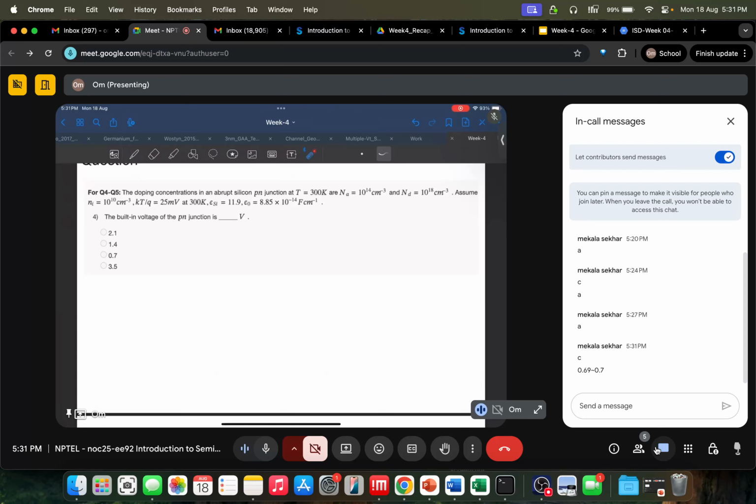All right. Yeah, the answer is option C, 0.7. So to find VBI, it is kT by q ln of Na Nd by ni square. kT by q is 25 millivolts, 0.025, ln of Na is 10 to the power 14, Nd is 10 to the power 18, and ni is 10 to the power 10, squared. We solve this, we get 0.69. The closest option is 0.7. So this is the answer.